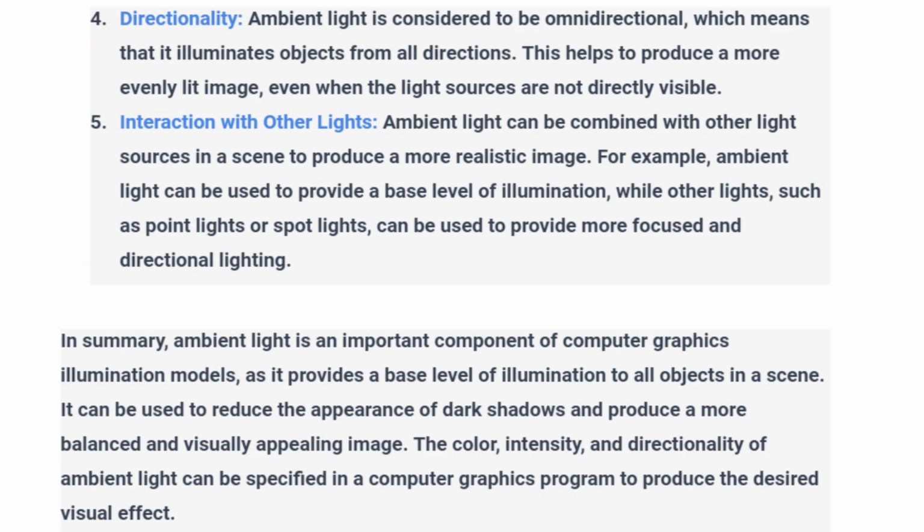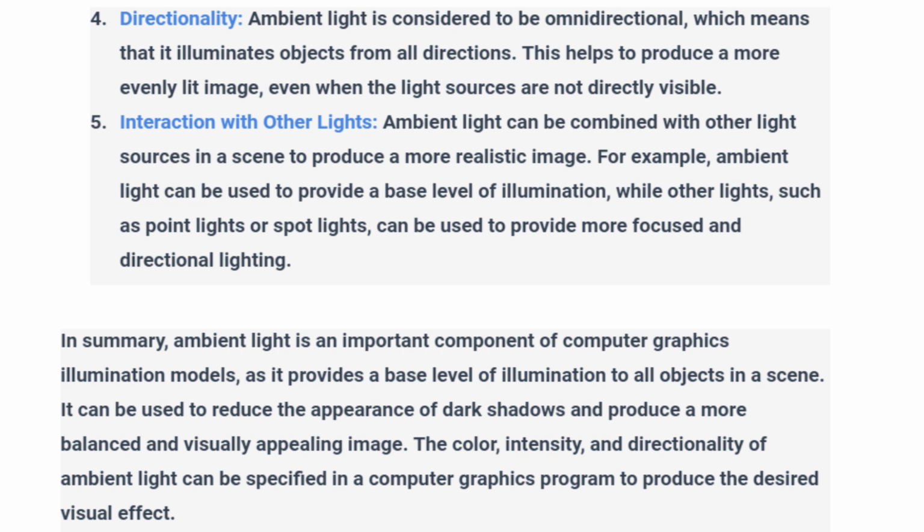Directionality. Ambient light is considered to be omnidirectional, which means that it illuminates objects from all directions. This helps to produce a more evenly lit image, even when the light sources are not directly visible. Interaction with other lights. Ambient light can be combined with other light sources in a scene to produce a more realistic image. For example, ambient light can be used to provide a base level of illumination, while other lights, such as point lights or spot lights, can be used to provide more focused and directional lighting.